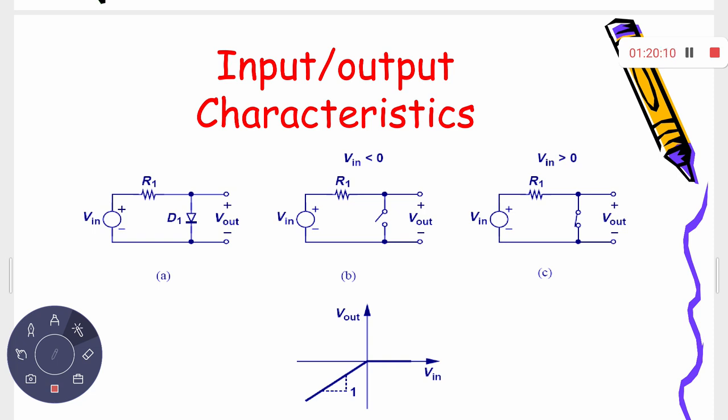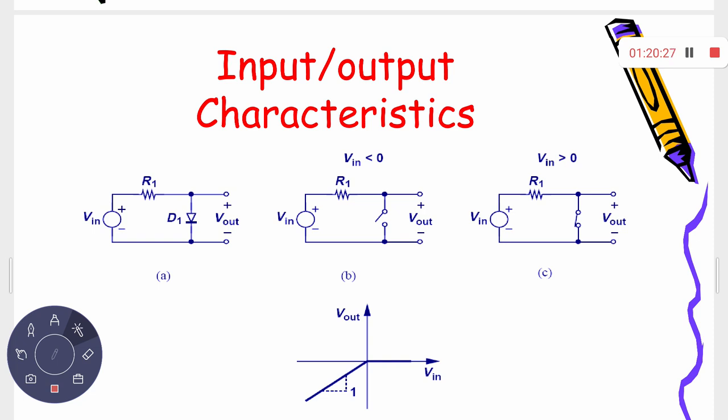It's similar to the diode. It's not diode exactly. BJT, sorry, BJT has a transfer characteristic. Okay, forget about BJT for the time being. I'll discuss later on. Sir, when V is greater than 0, input is equal to V out.